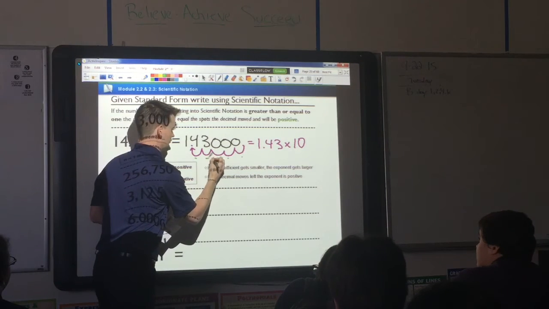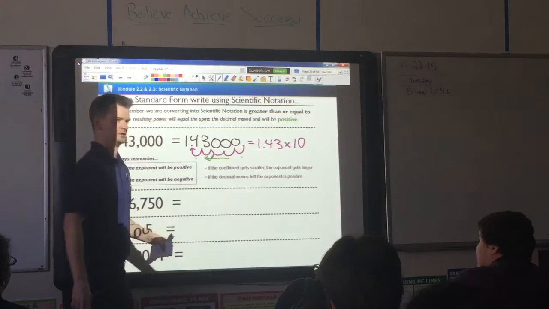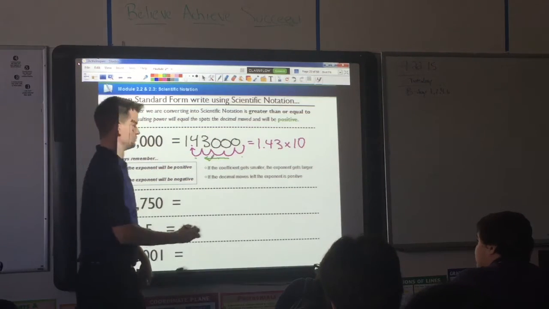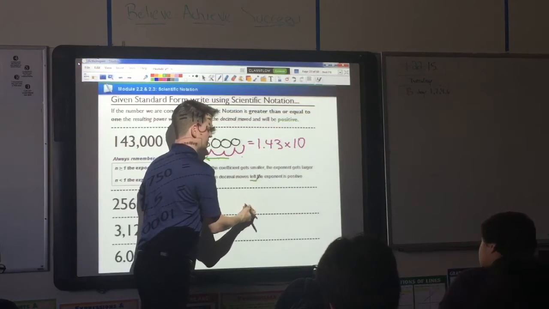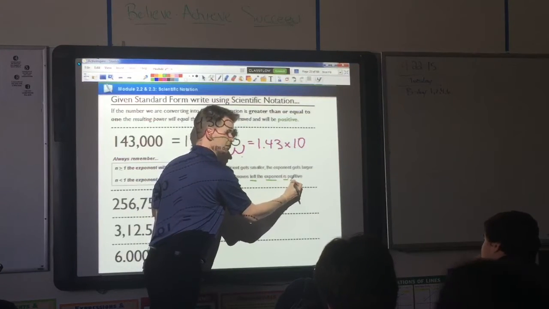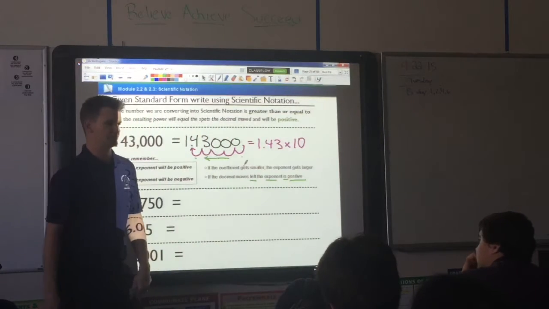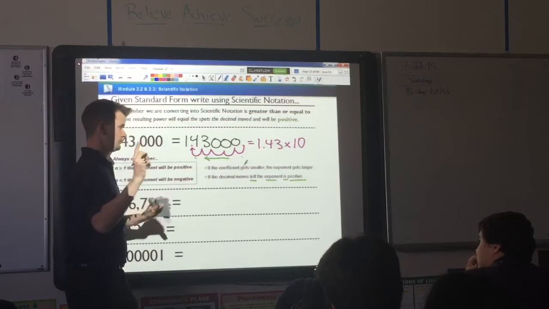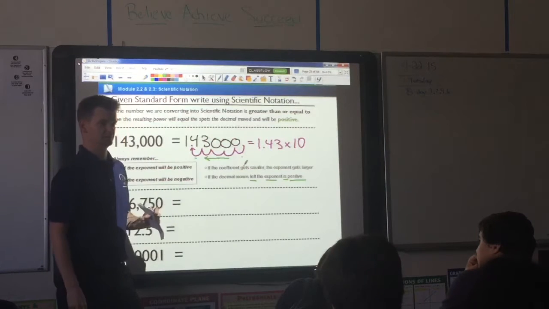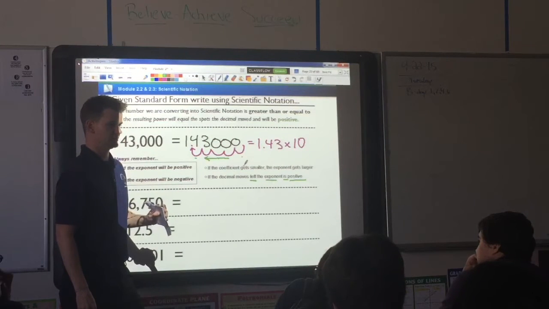There's another way, kind of an easier way. Which way did we move the decimal here? To the left. If you move your decimal to the left, I even wrote it right here, the exponent is going to be positive. So when you move to the left, your exponent is positive. Miguel, finish it up for me. What number goes there? 5. You sure? Sure it's not 6?